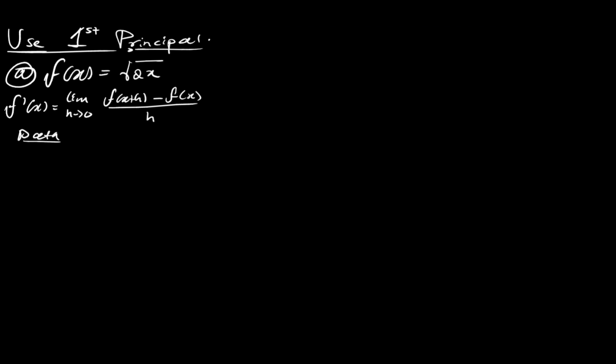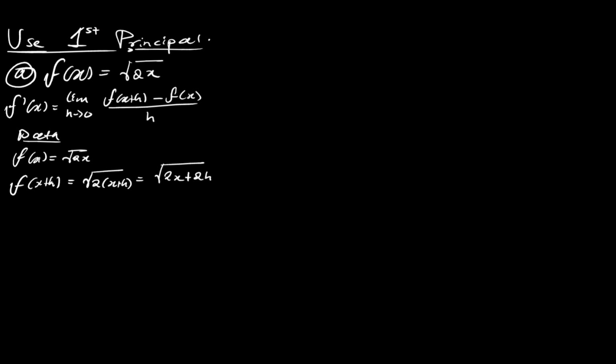Now let us look for f of x, and f of x is literally the question that we have, which is root 2x. Then we need to also find f of x plus h, which implies that wherever there is x, we simply put x plus h. If you follow this, you get the root of 2x plus 2h.